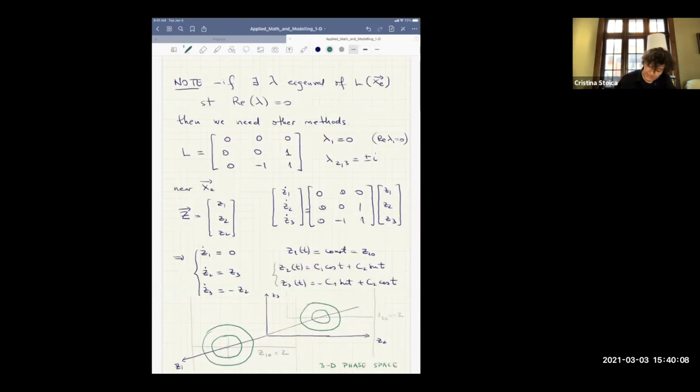So basically, the motions near the equilibrium really stay on these cylinders, concentric cylinders. If I really want to put also the arrows, that's how it goes. Did I do it right? When Z3 is positive, Z2 is increasing. Yeah, it's correct. So that's one case when one of the eigenvalues has real part zero, and it looks like this.